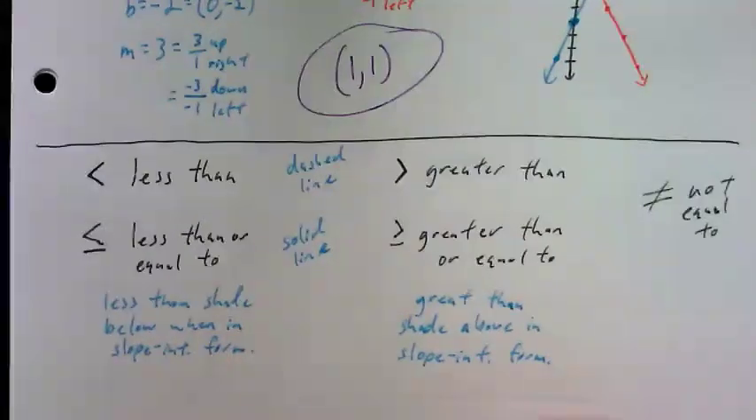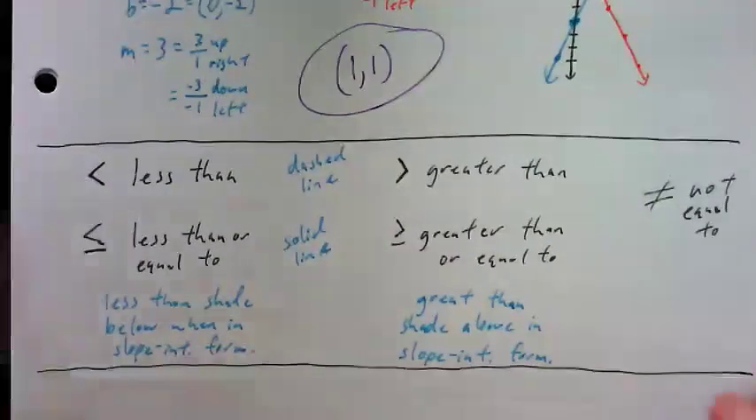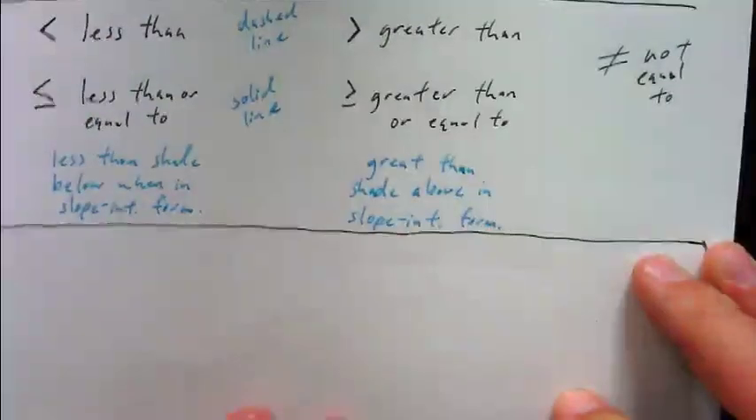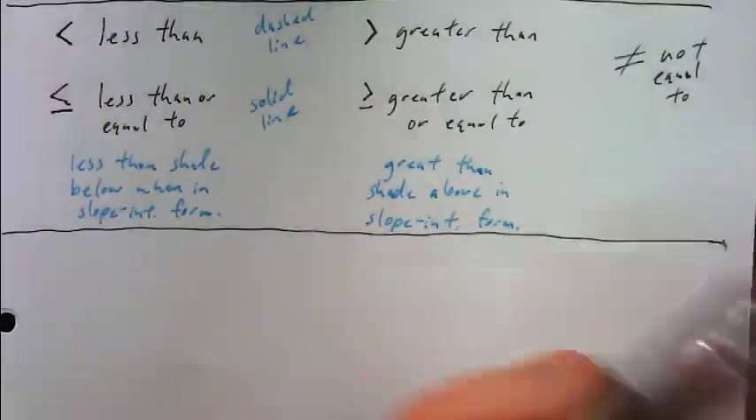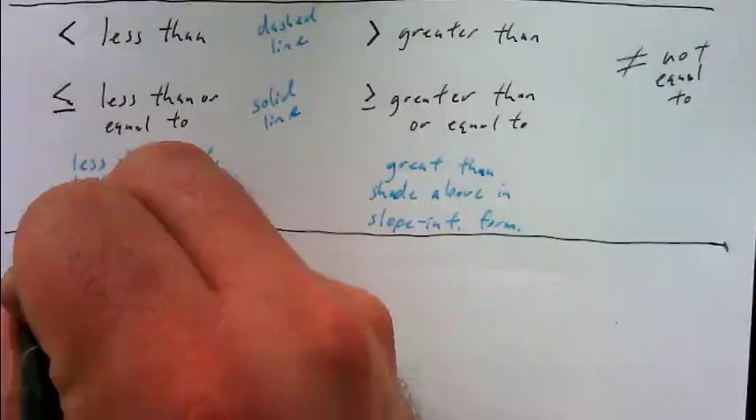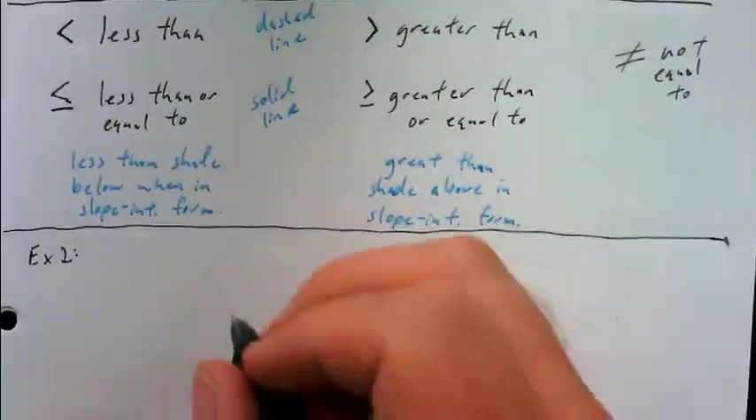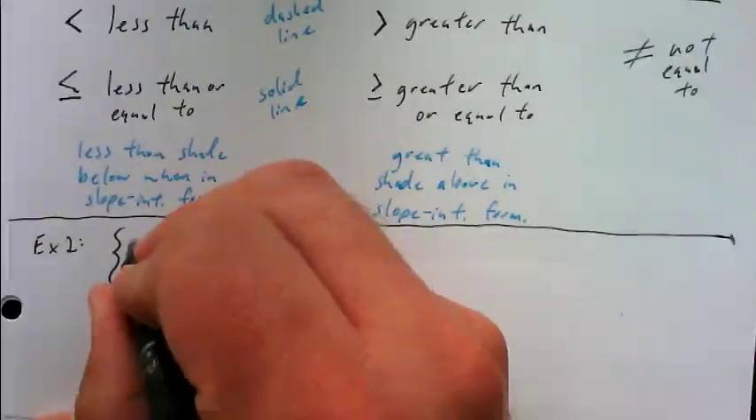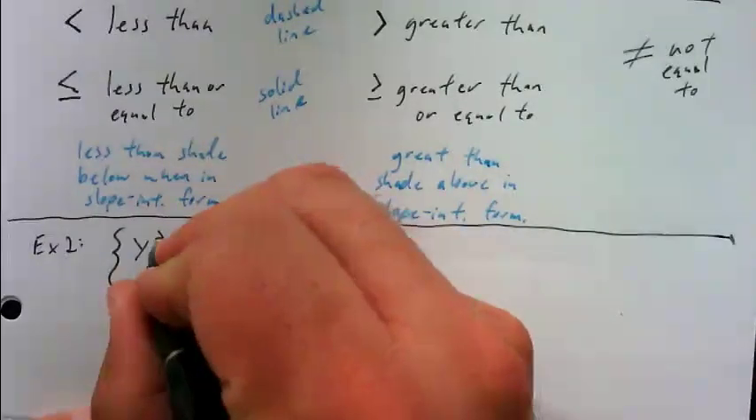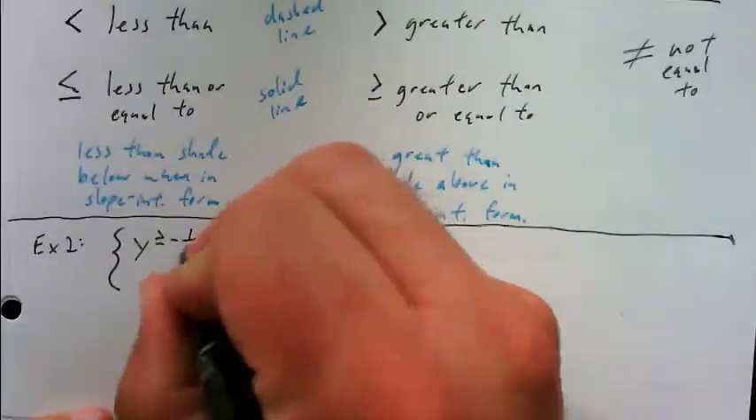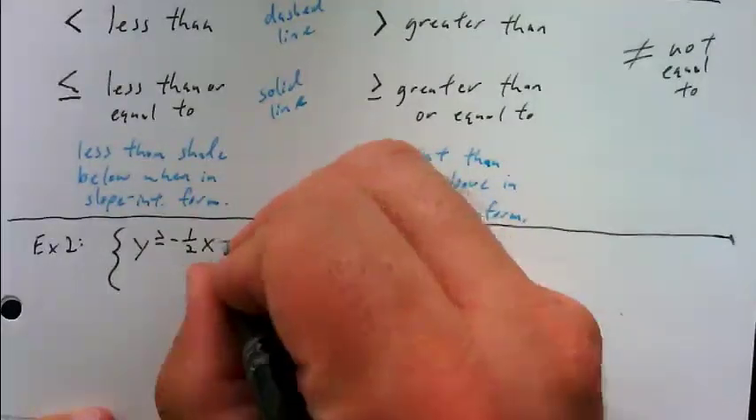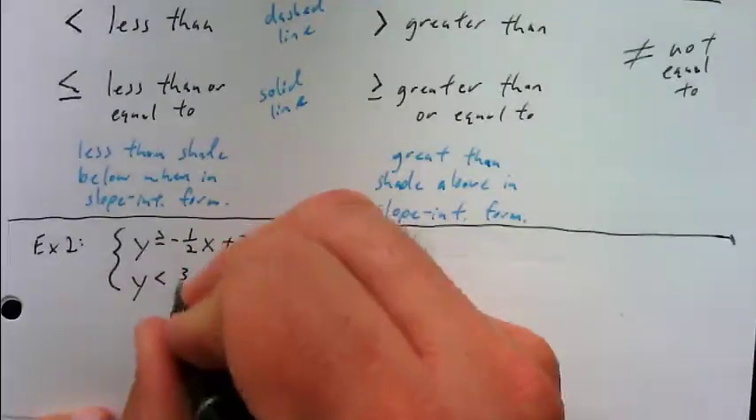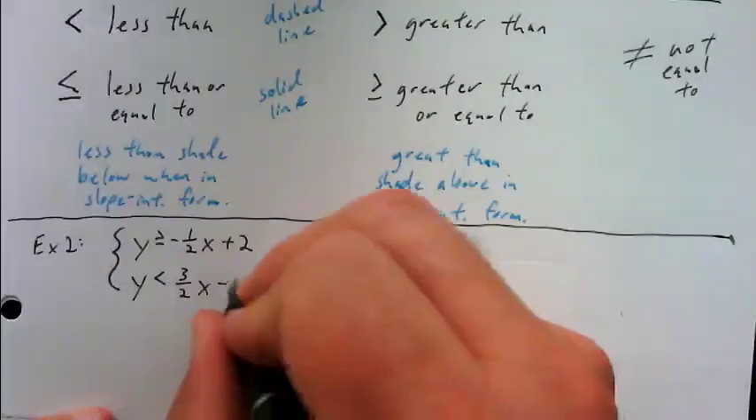Let's take a look at a problem. It is an inequality. Sorry. So, just like on the last one, we're going to have two inequalities here. So I have y is greater than or equal to negative 1/2 x plus 2. And I have y is less than 3/2 x minus 2.